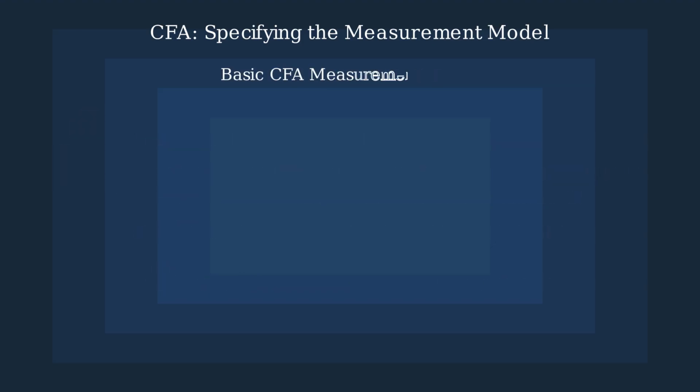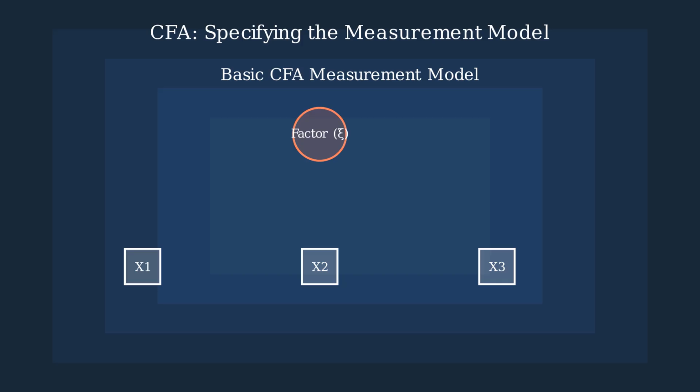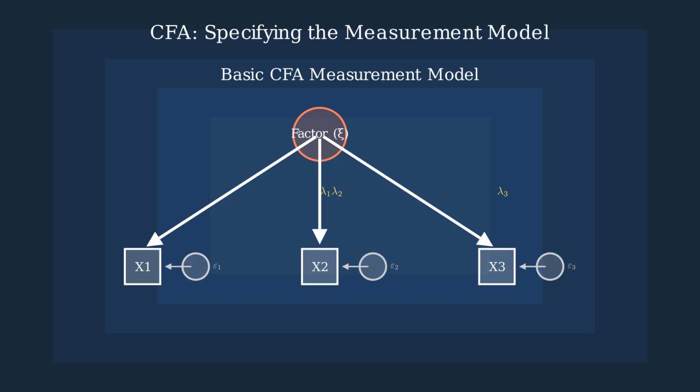Here's a basic measurement model in CFA. A single latent factor, represented by this circle, influences 3 observed indicators, shown as squares. The arrows pointing from the factor to each indicator represent factor loadings, denoted by lambda. These loadings quantify how strongly each indicator reflects the factor. Each indicator also has an error term, represented by epsilon, which accounts for measurement error and other sources of unexplained variance. Now let's look at a more complex model with 2 factors.